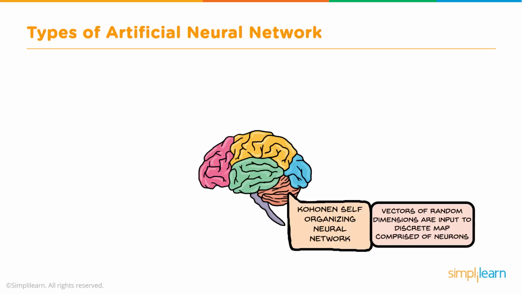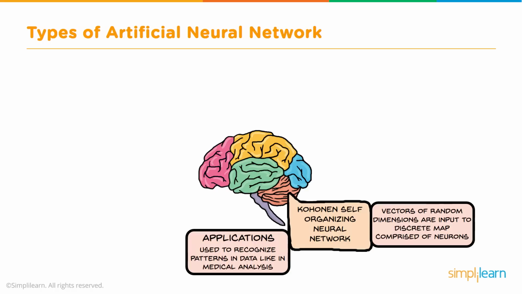Kohonen self-organizing neural network. Vectors of random dimensions are input to a discrete map comprised of neurons. So they basically find a way to draw, and they say dimensions, or vectors, or planes, because they actually chop the data in 1 dimension, 2 dimension, 3 dimension, 4, 5, 6. They keep adding dimensions and finding ways to separate the data and connect different data pieces together. Applications: used to recognize patterns in data, like in medical analysis.